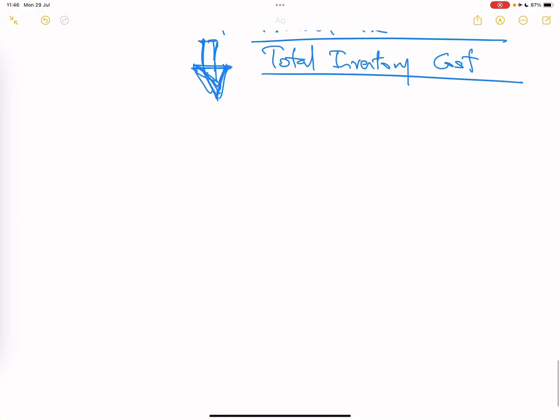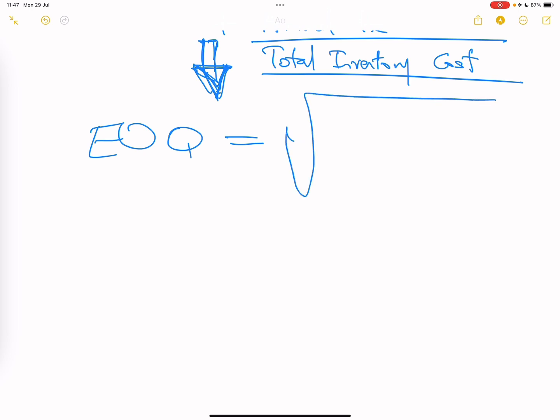How do we calculate EOQ? EOQ has a popular formula, which is the square root of 2 multiplied by annual demand multiplied by the cost per order, divided by the holding cost per unit. Simple. That is all you need to do for EOQ, right?